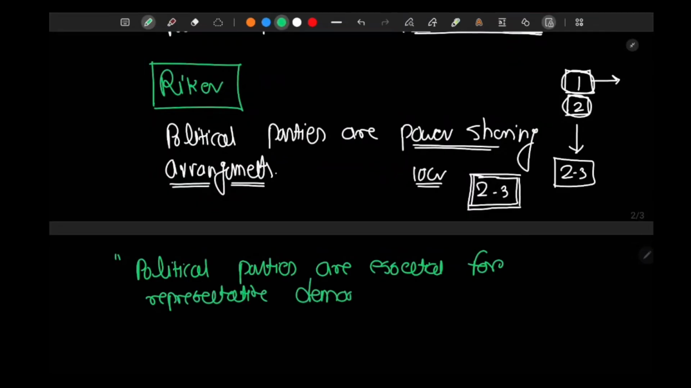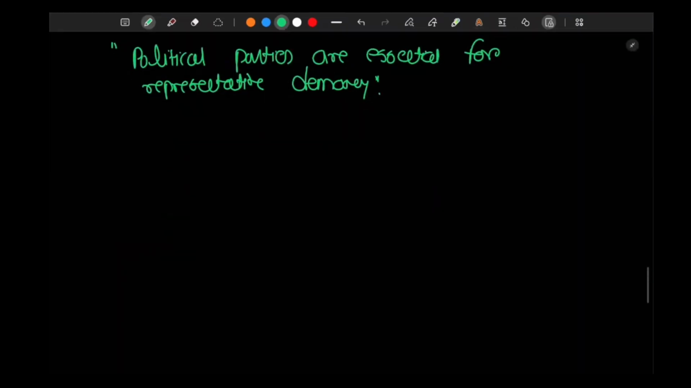Tell me one example from all around the world where there is representative democracy and there are no political parties. Without political parties, there cannot be representative democracy. There has to be a political party. How these political parties work is another question.